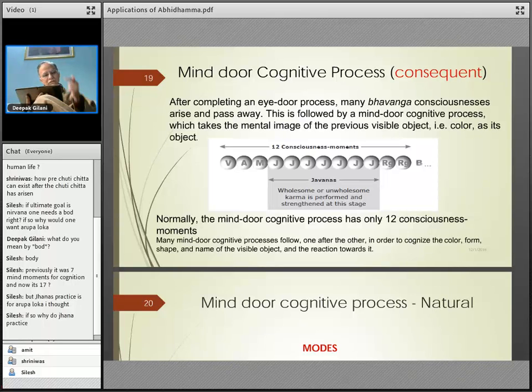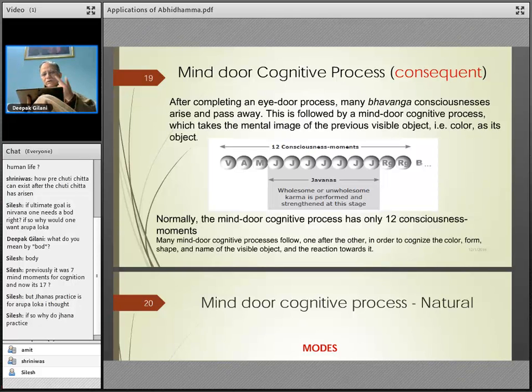But mind door process can also happen on its own when we think, isn't it? So every sense door consciousness will be followed by mind door, but when we are thinking, then there is no sense door perception happening. Even then, for example, in sleep, dreams, we have only mind door process operating.